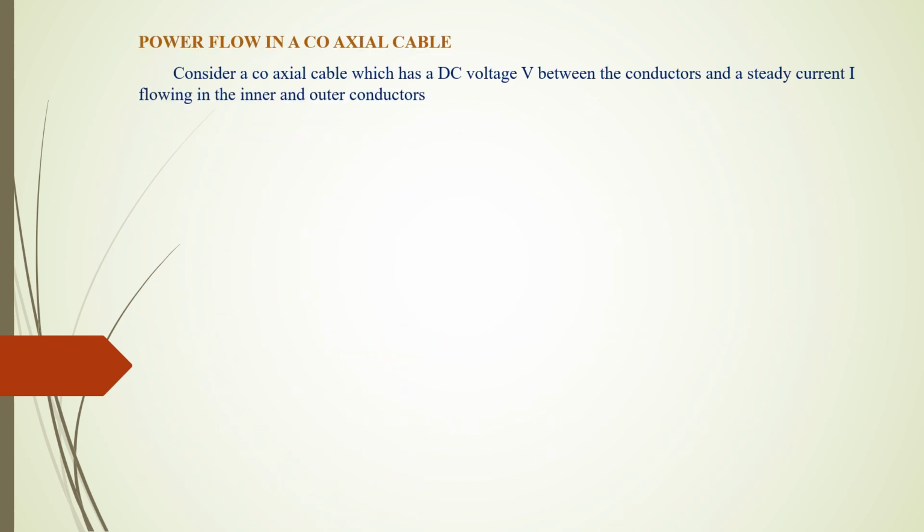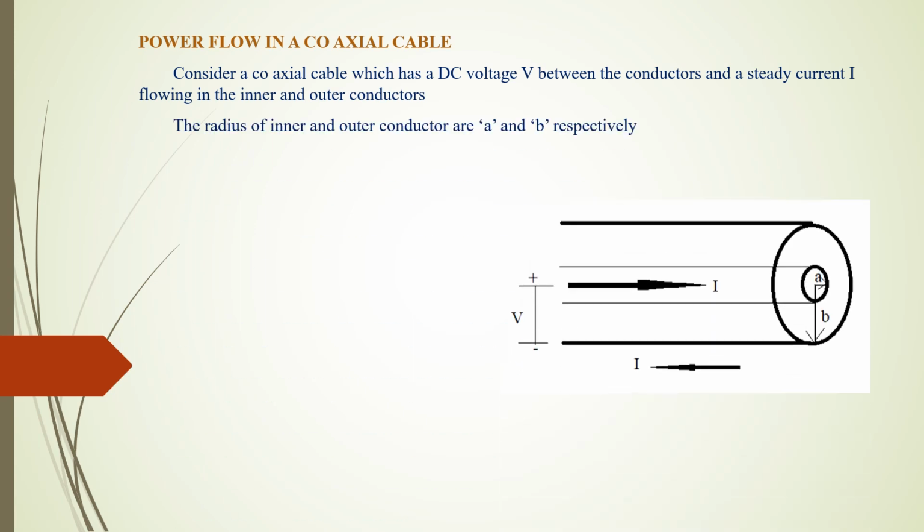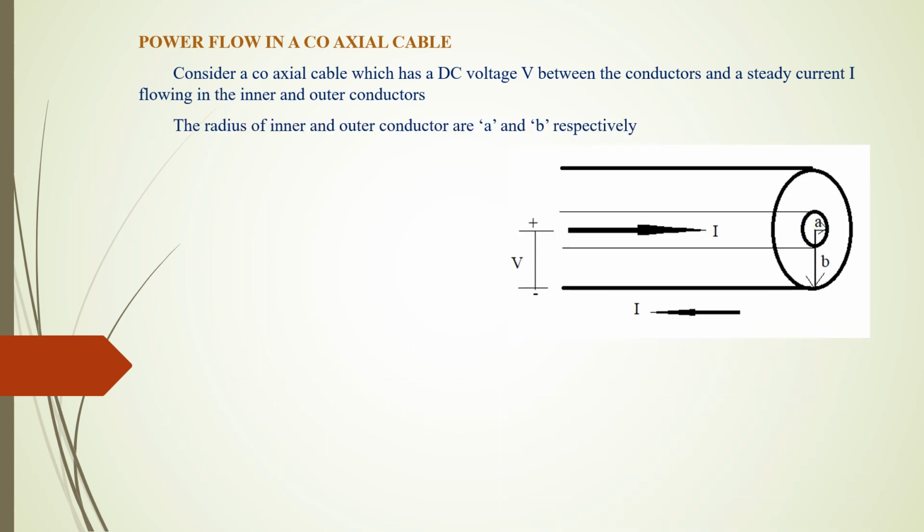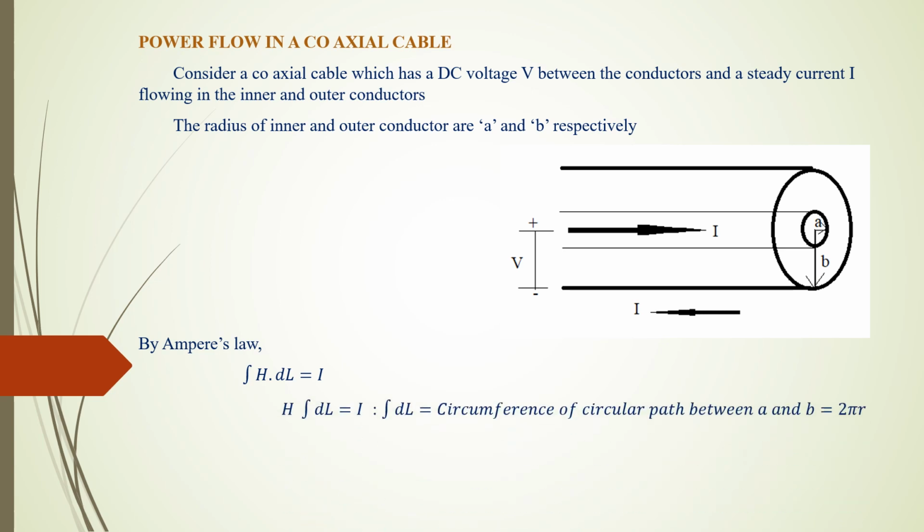Then we are going to find the total power in a coaxial cable according to that equation. Consider a coaxial cable with inner radius A and outer radius B, with the current flowing through the inner conductor being plus I and the outer conductor current being minus I. By using Ampere's circuital law, the line integral of magnetic intensity is equal to I. Here the integral is over the circumference of the circular path between A and B, so the integral of dl is equal to 2πr. So H·2πr equals I, so H equals I/(2πr), where r ranges from A to B.